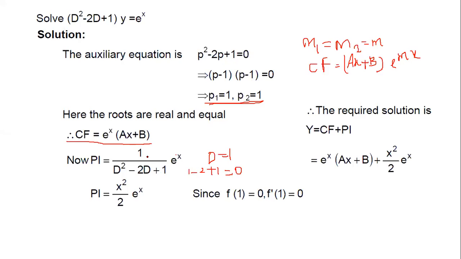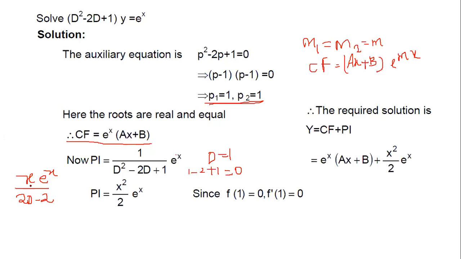If the denominator is 0, what is the next step? The next step is to multiply with x in the numerator and differentiate with respect to D in the denominator. If you differentiate this, we will get 2D minus 2. Once again, you have to substitute D equal to 1 here. Substituting D equal to 1, 2 minus 2, once again it is 0.